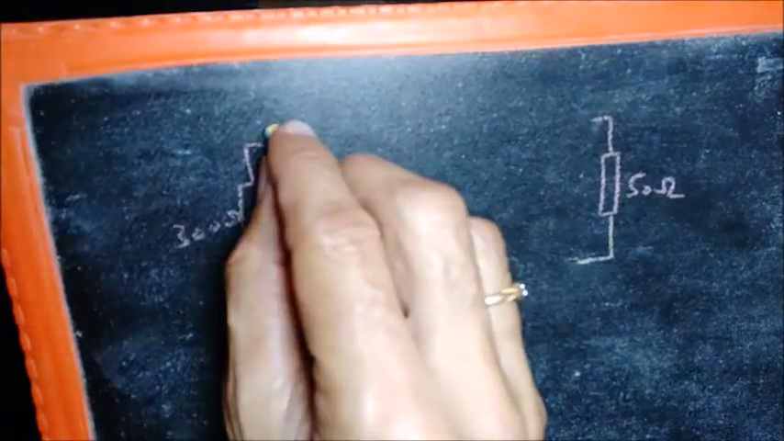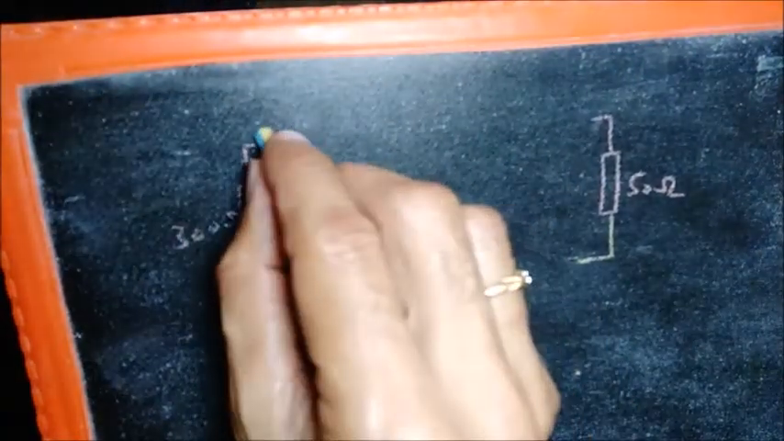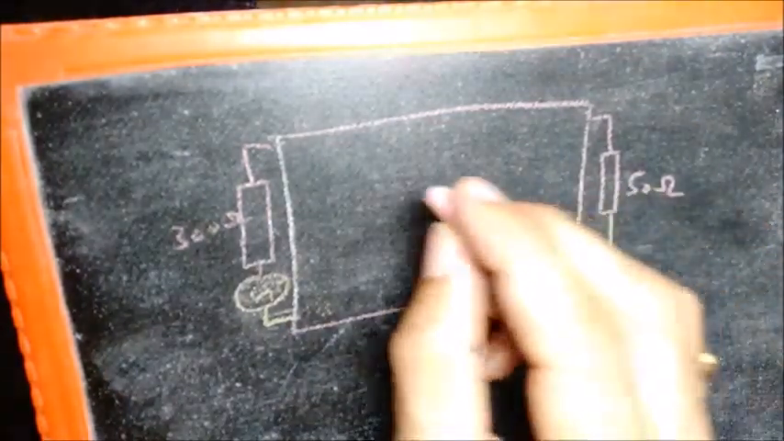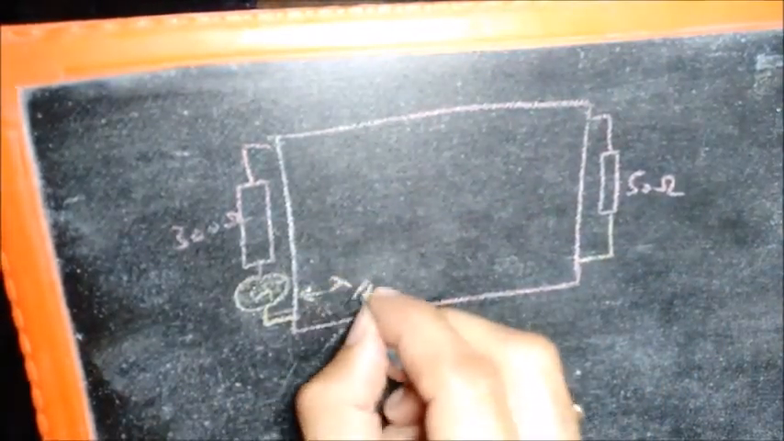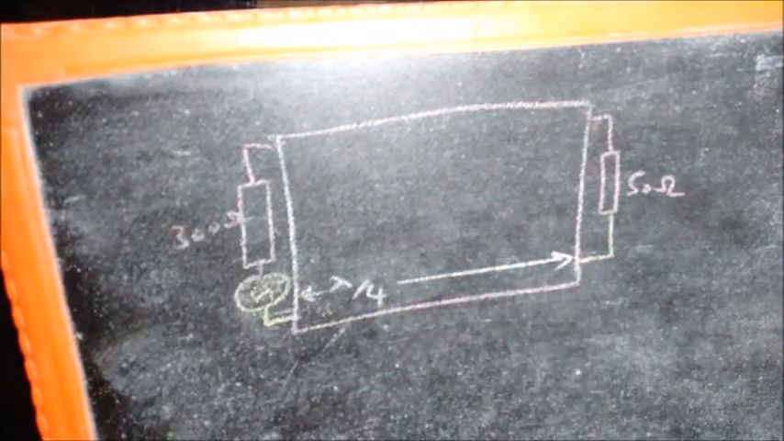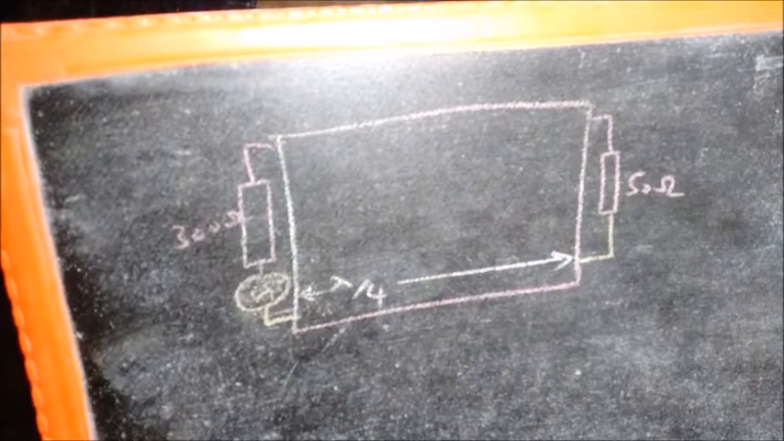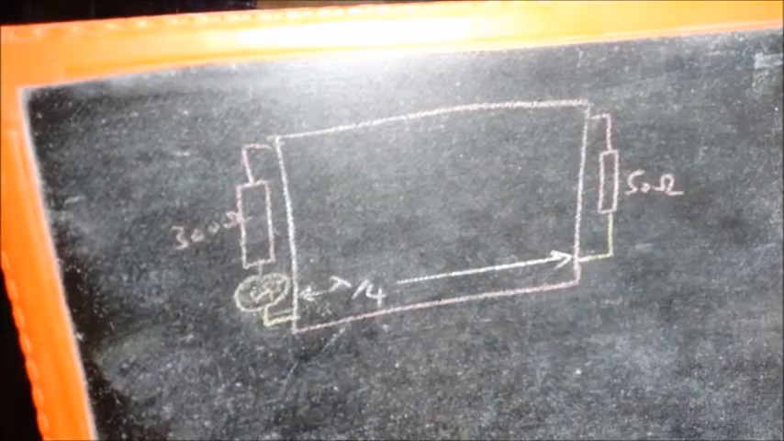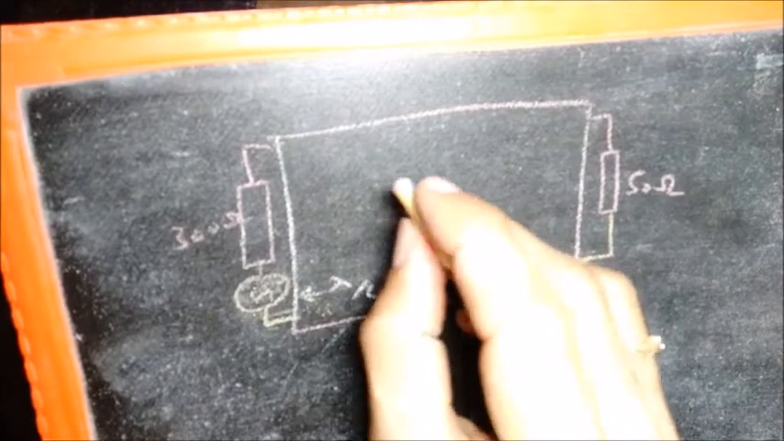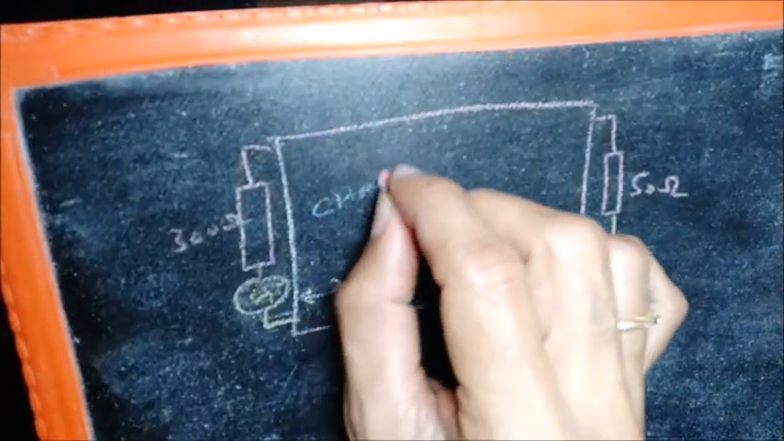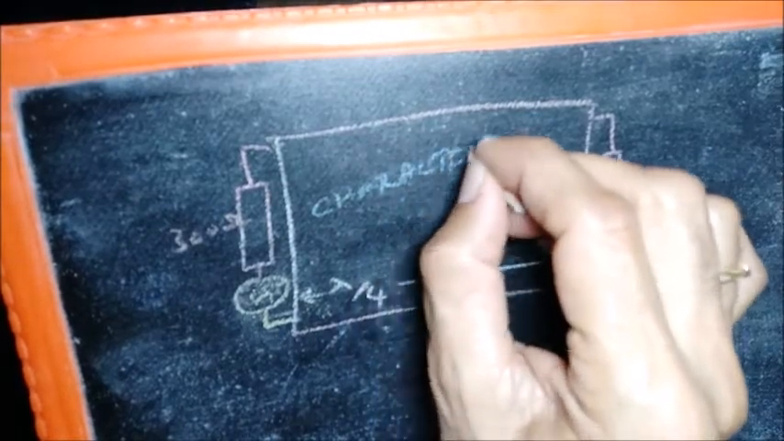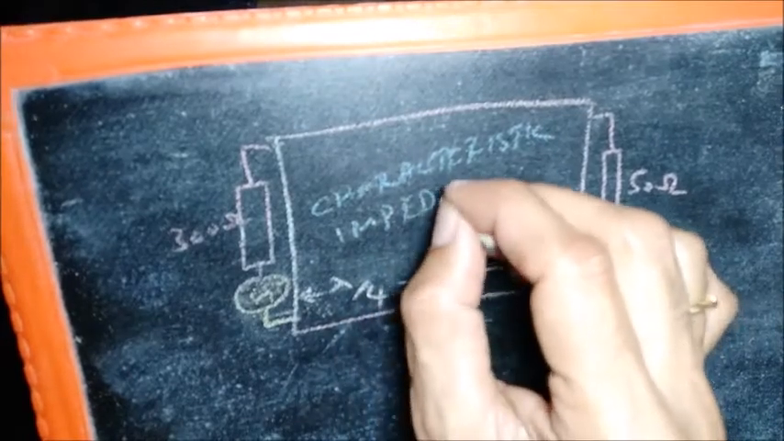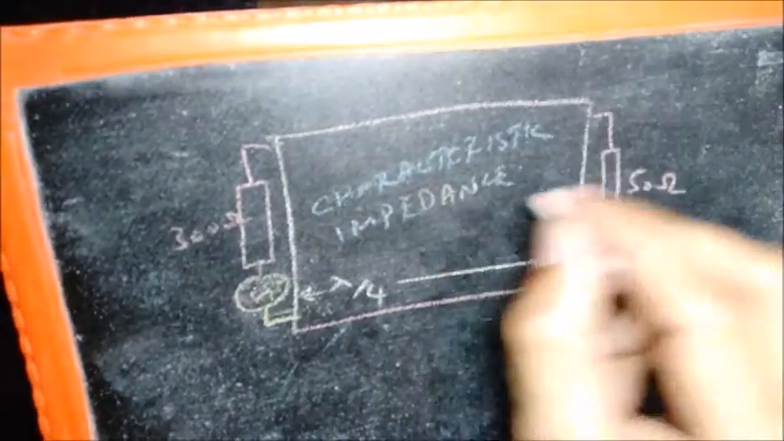This is the model, and what we need to do is to have a lambda by 4 length transmission line here. And as I said in the last part of the problem, it is a microstrip transmission line, and we have to find out what is the characteristic impedance of this line. So we have to find that.